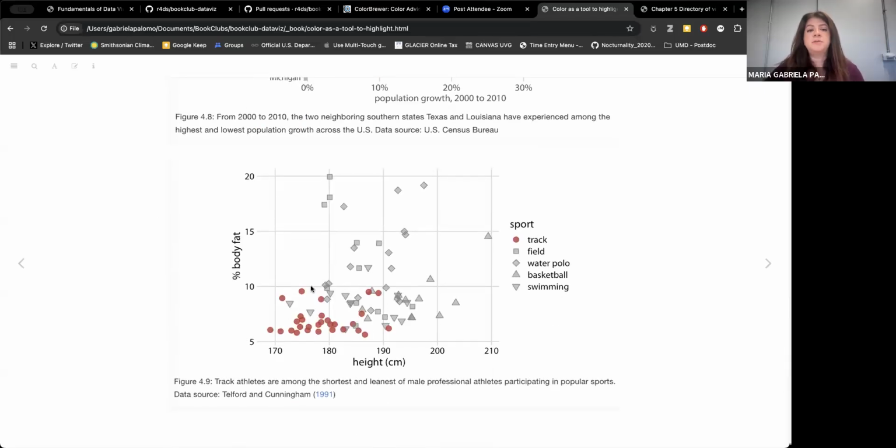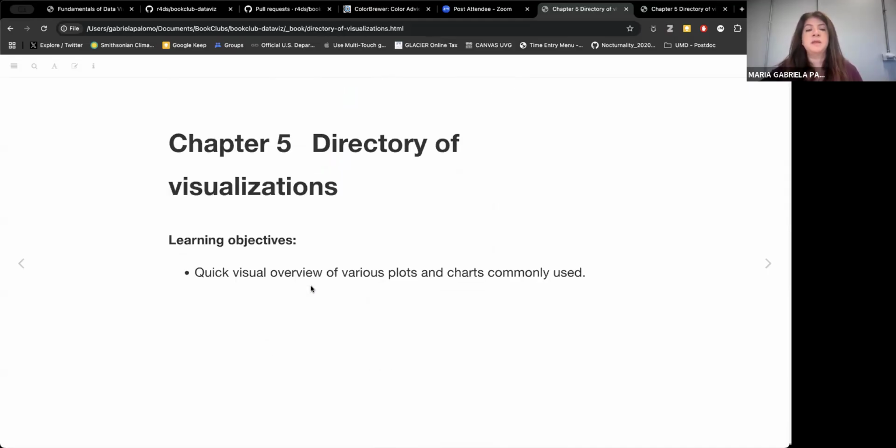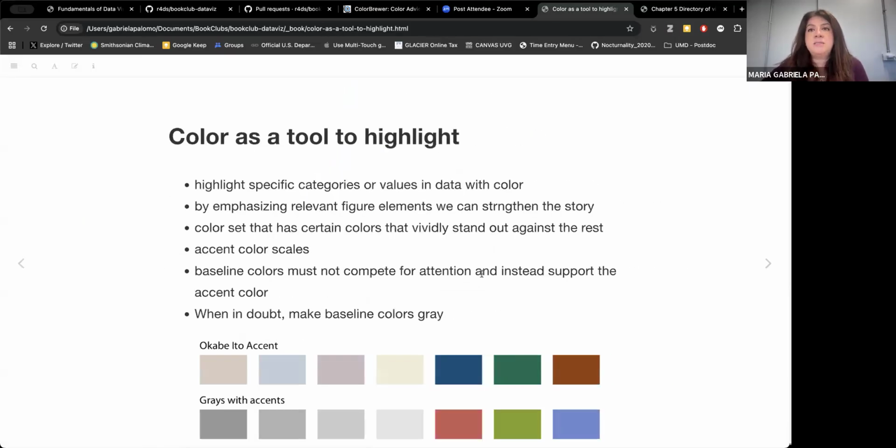This is another example too that we have here where, in doubt, just use the baseline colors as gray. Just gray them out, different shades of gray, and then your highlight color becomes red, blue, orange, whichever color you want to use. Okay, so that is everything for chapter 4.